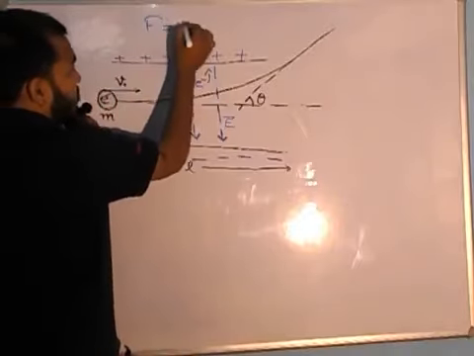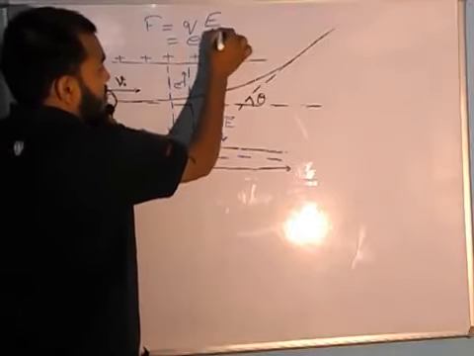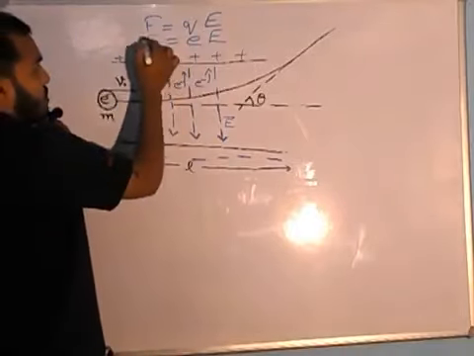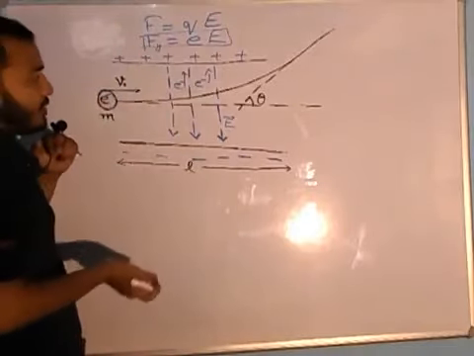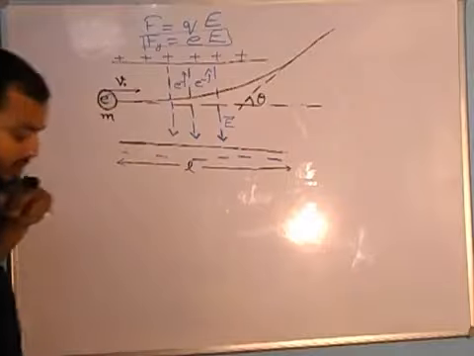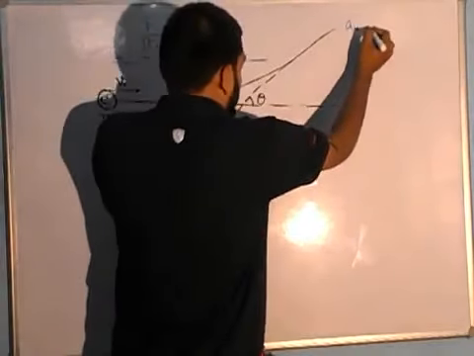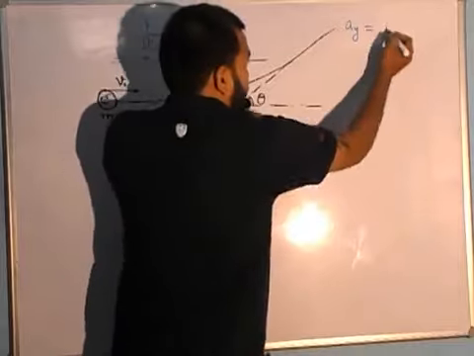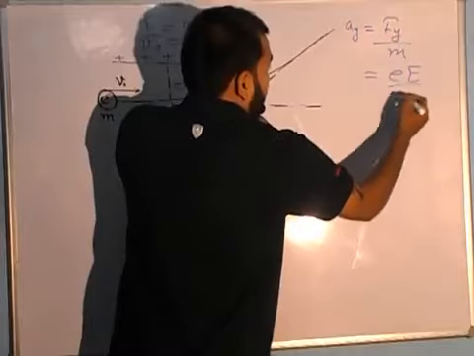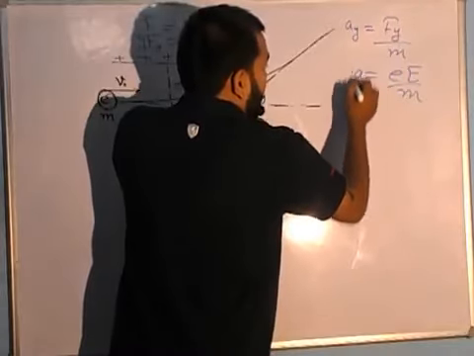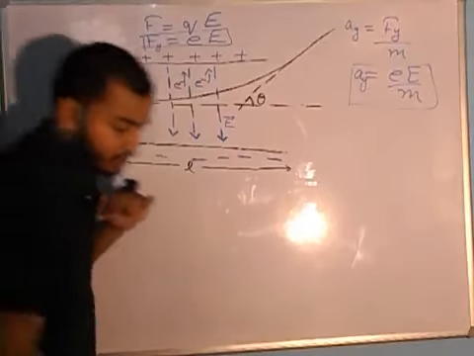I repeat, the force on the electron is opposite to the electric field. So the force on the electron must be equal to the charge of the electron multiplied by E. The charge of the electron is small e, so the force is e times E, acting in the y direction, vertically upward. Due to this force, the electron will have some acceleration in the y direction, where the formula for acceleration is force divided by mass. So the acceleration of the electron in the vertically upward direction is eE divided by m.